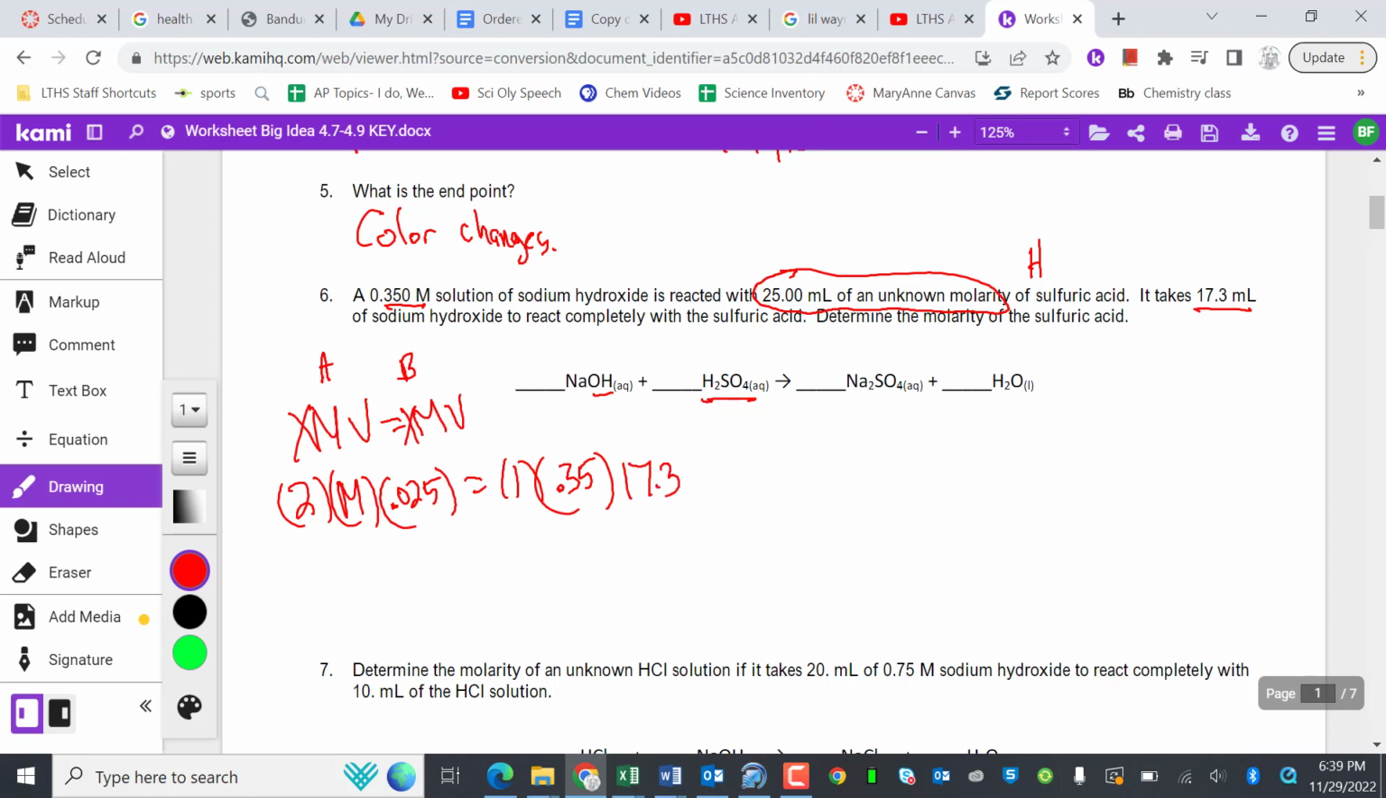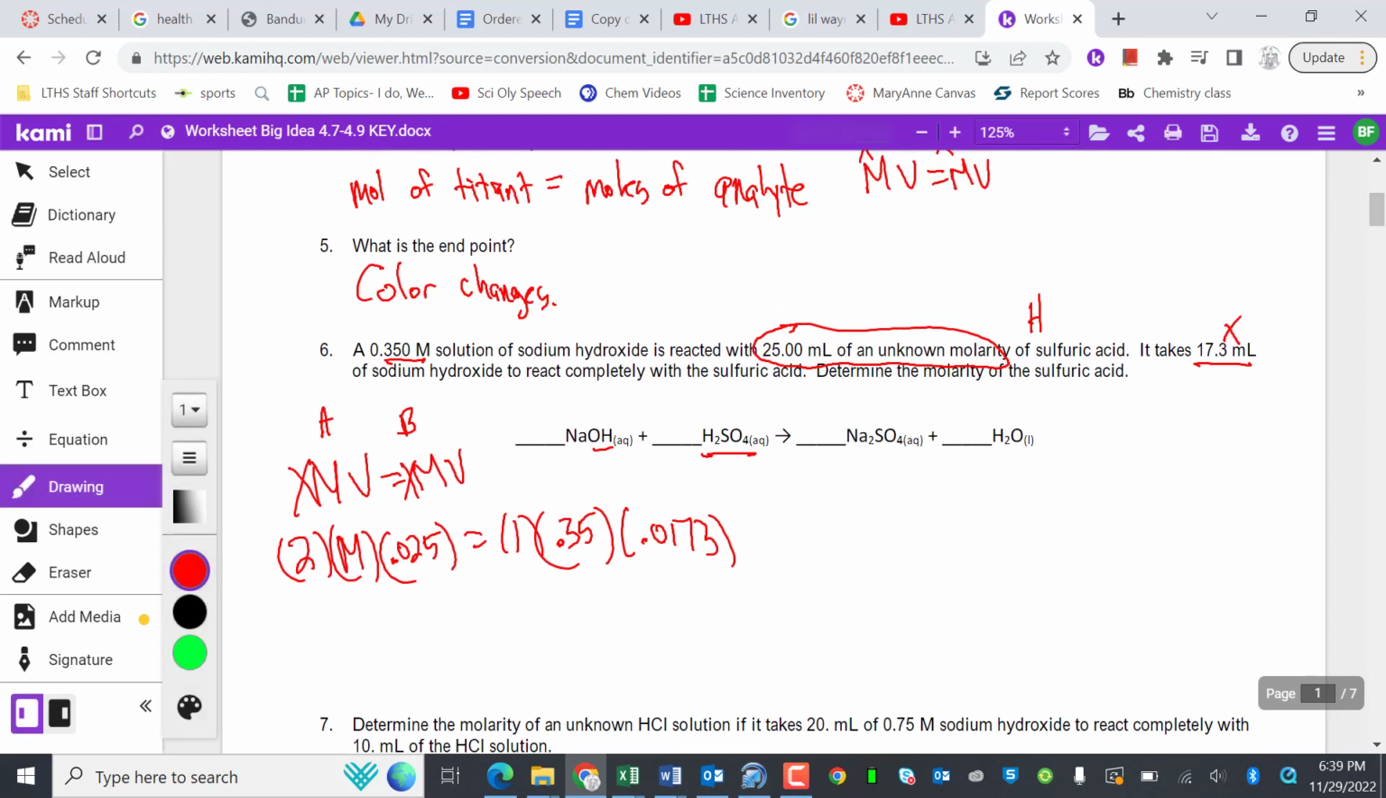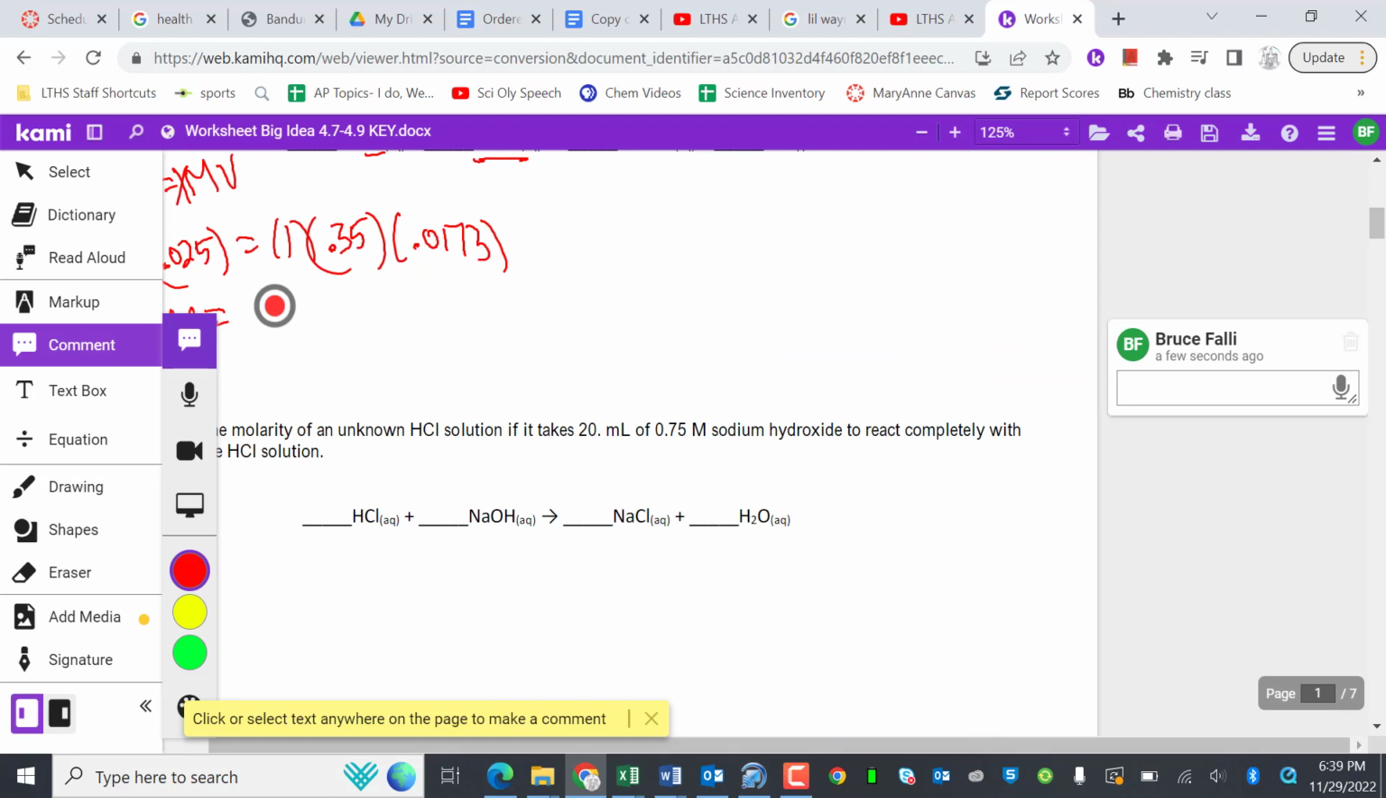I really dislike that answer, because first of all, it's got to be in liters, so it's 0.0173. And we know burettes always give 2 decimal places, so that makes me so sad. Throwing this into my calculator: molarity equals 0.35 times 0.0173 divided by 0.025, and I get 0.1211.